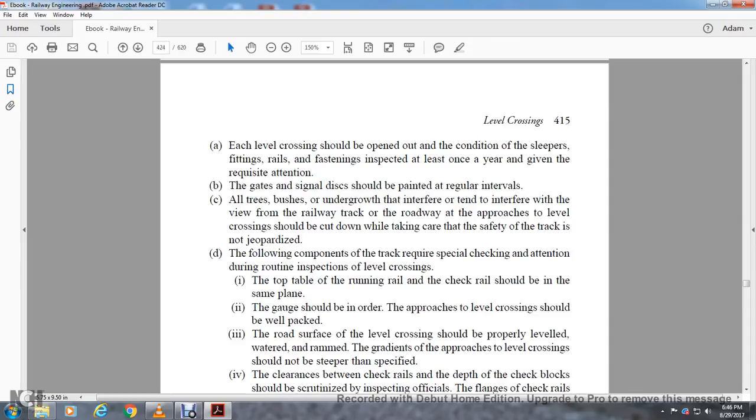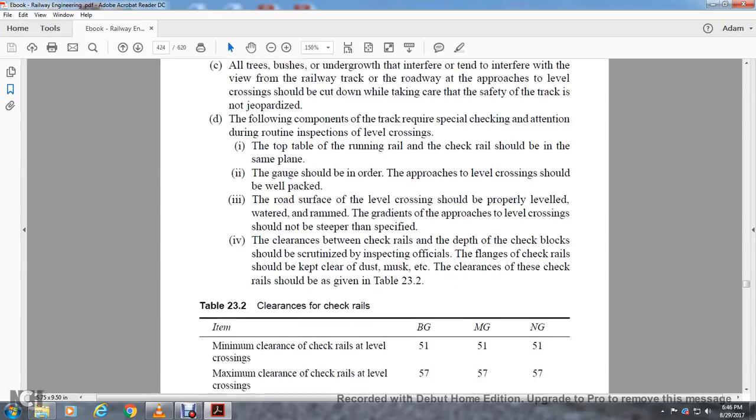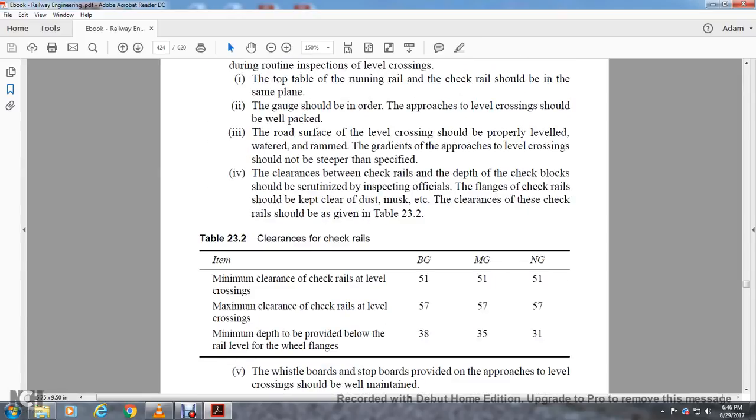Road surface for the level crossing should be properly leveled with proper drainage, and the gradient of the approach of the level crossing should not be steeper than specified. The clearance between the check rails and the depth of the check rail blocks should be scrutinized by inspection officials. The flanges of the check rails should be kept clear of dust and muck. The clearance of the check rails is given in table 23.2. Minimum clearance of check rails is 51 for broad gauge, 51 for meter gauge, 51 for narrow gauge. Maximum clearance of check rails at level crossing is 57. Minimum depth provided below the rail level of the flange is 38 for broad gauge, 35 for meter gauge, 31 for narrow gauge.